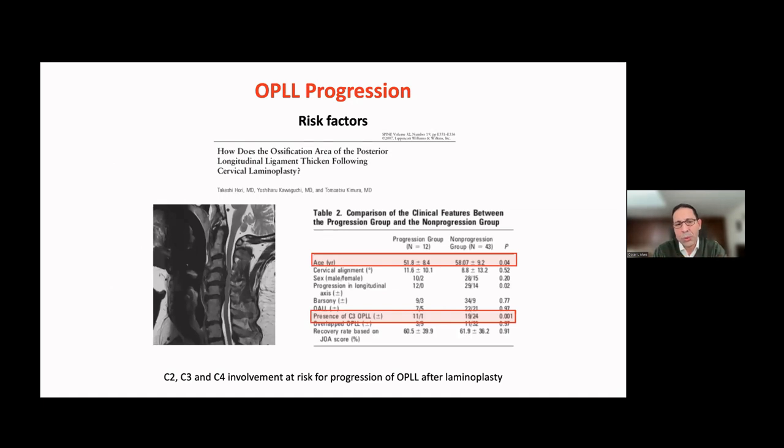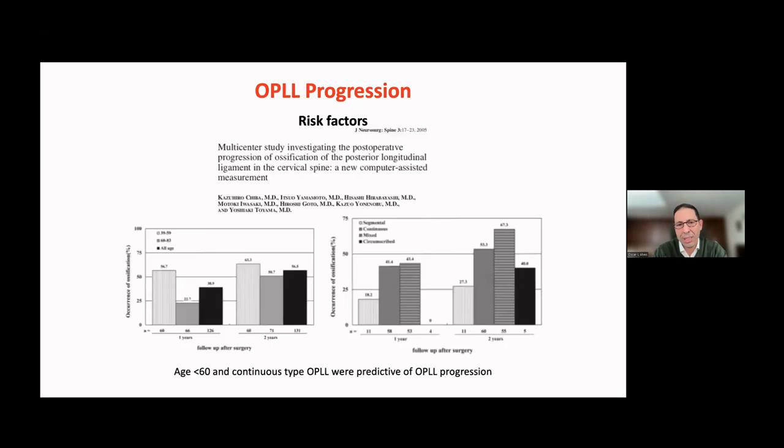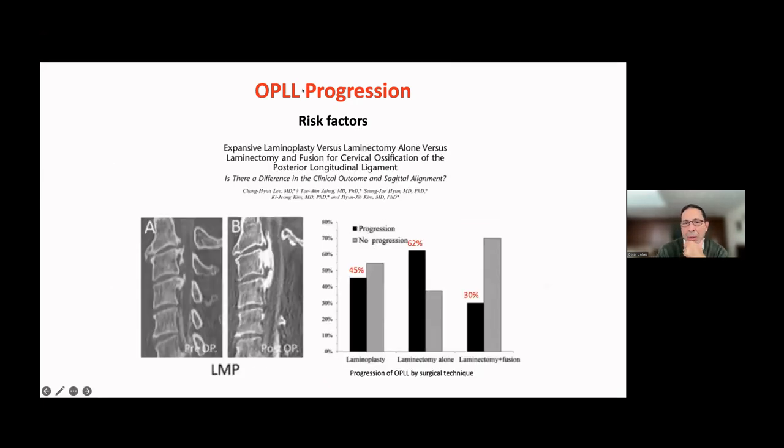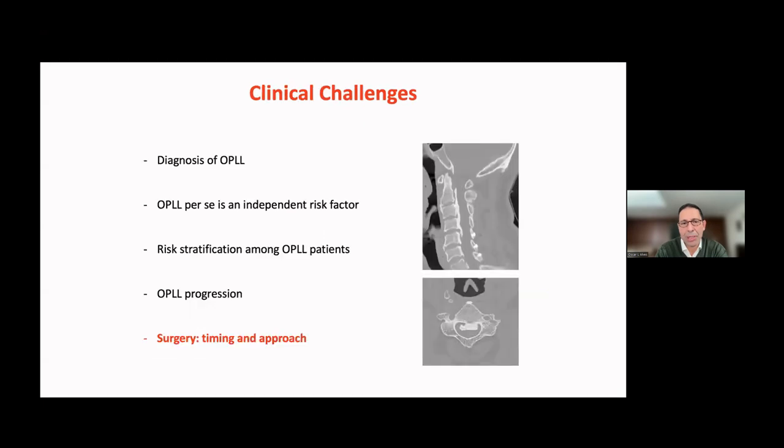Involvement of C2, C3, C4 looks like a risk factor for progression of OPLL despite laminoplasty. Also, younger patients and continuous type of OPLL are predictive of OPLL progression despite surgery. And on this very nice paper, if you look at different types of surgery, laminoplasty compared to laminectomy and fusion has much more progression of OPLL, and we should be aware of that and follow the patients.